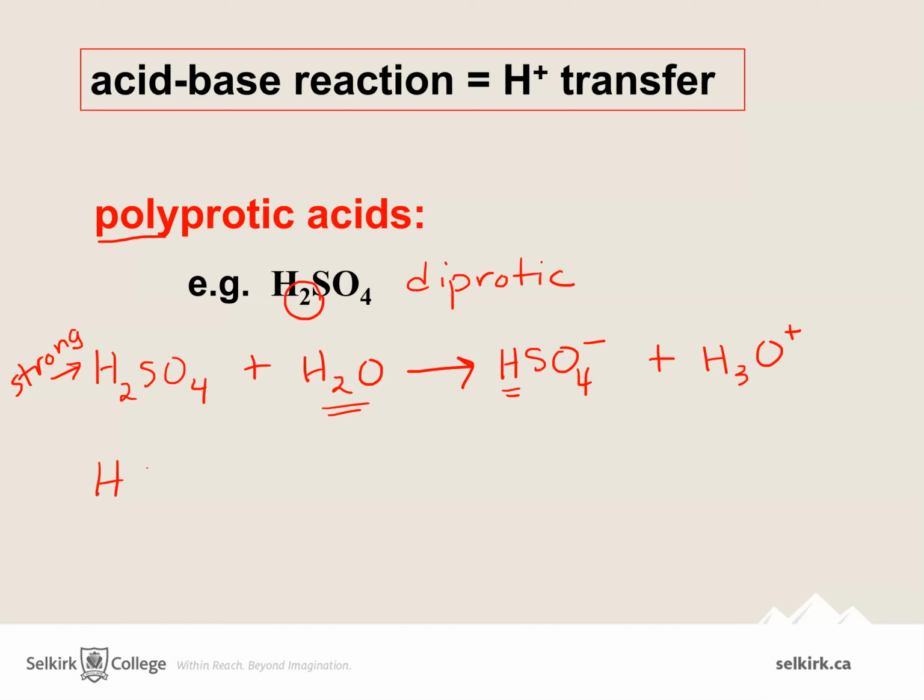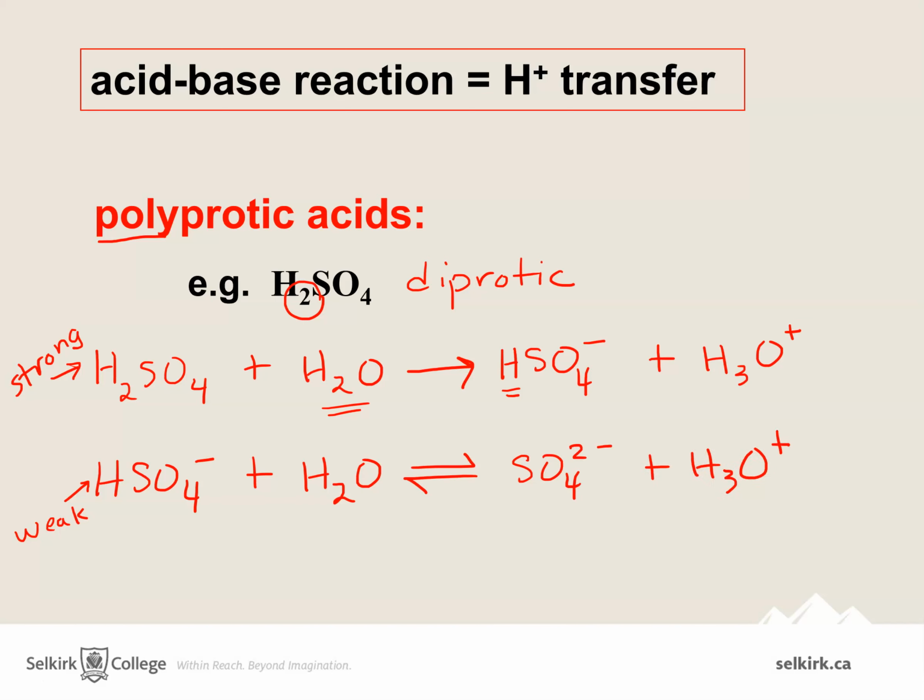So we can show another step showing the hydrogen sulfate ion reacting with water, to lose another proton. Now when you memorized your strong acids, only the first ionization was strong. Hydrogen sulfate is a weak acid, which means that this reaction will be an equilibrium. Only some of the hydrogen sulfate ions will lose their protons to make sulfate ion. So that's the difference between weak and strong.